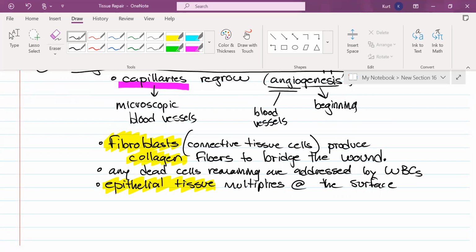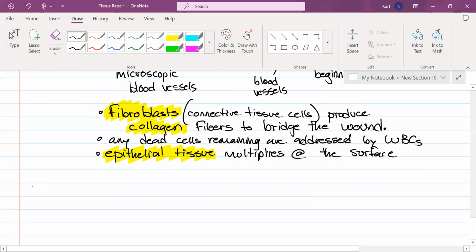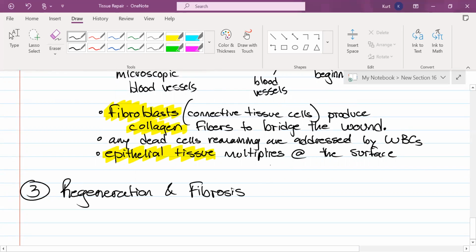The third and final stage, everyone. Regeneration and fibrosis affect permanent repair. If you take a look on page 143, you'll see step 3.